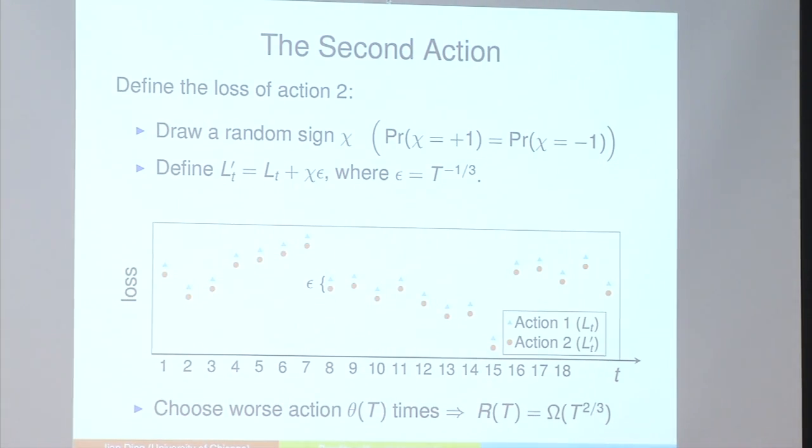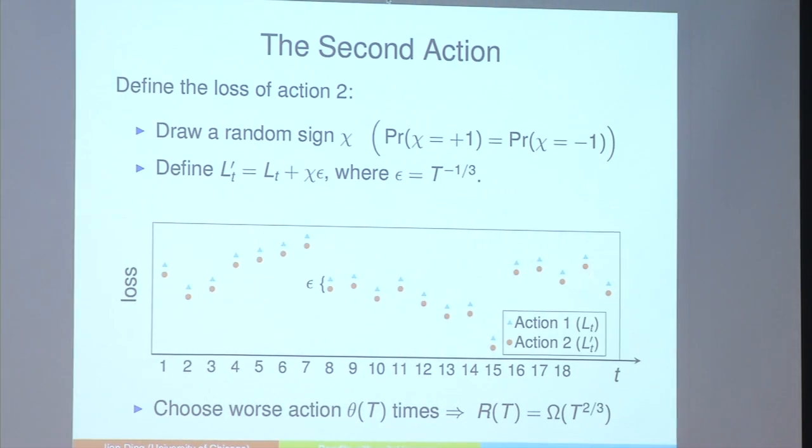Now this is an illustration of the loss functions using the ideas I was discussing in previous slides. You have two actions. One of them is more favorable, and the difference between them is always epsilon. And the backbone construction is the multi-scale random walk.